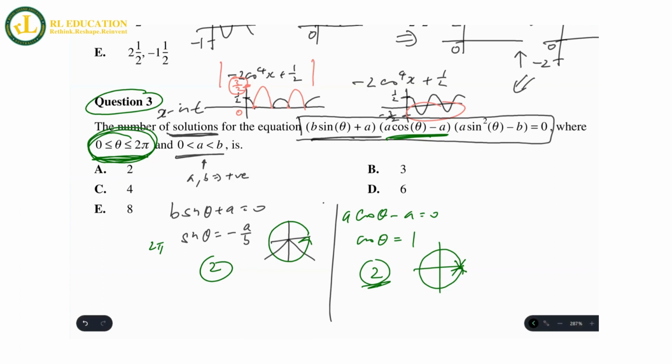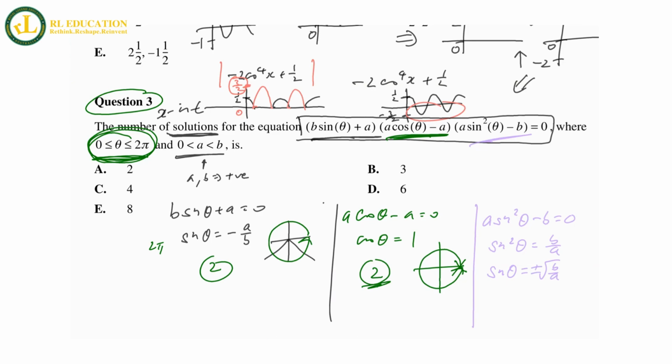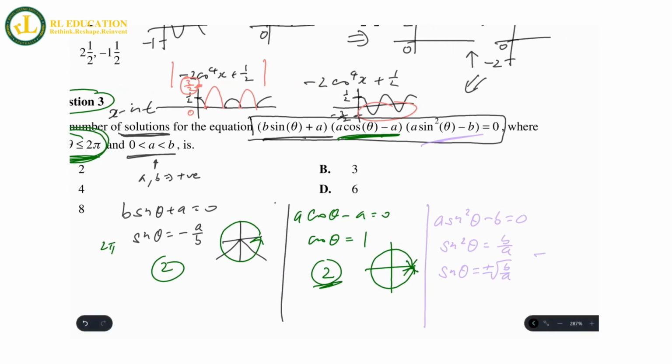So which means a sine square theta minus b equals 0. So sine square theta equals b over a. Then sine theta equals the square root of b over a. Finally, I remember square root gives plus or minus, which means I got 1, 2, 3, 4. Then rotate from 0 to 2 pi. I got 4. That's why you circle E as the answer. Is it what you did?